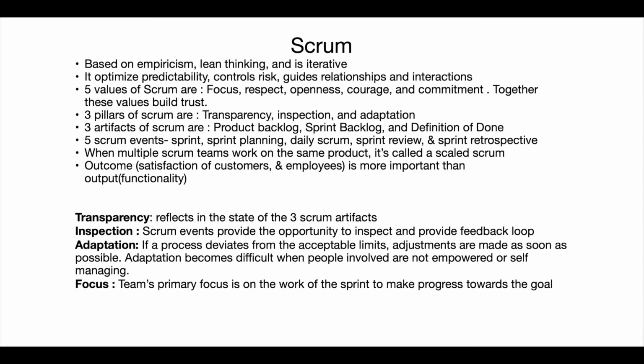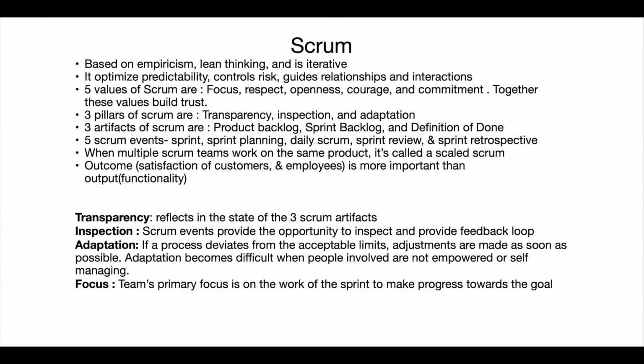The 3 pillars of Scrum are transparency, inspection, and adaptation. The 3 artifacts of Scrum are product backlog, sprint backlog, and definition of done. The 5 Scrum events are sprint, under which we have sprint planning, daily Scrum, sprint review, and sprint retrospective. When multiple Scrum teams work on the same product, it's called a scaled Scrum. The outcome, which is satisfaction of customers and employees, is more important than the output, the functionality.